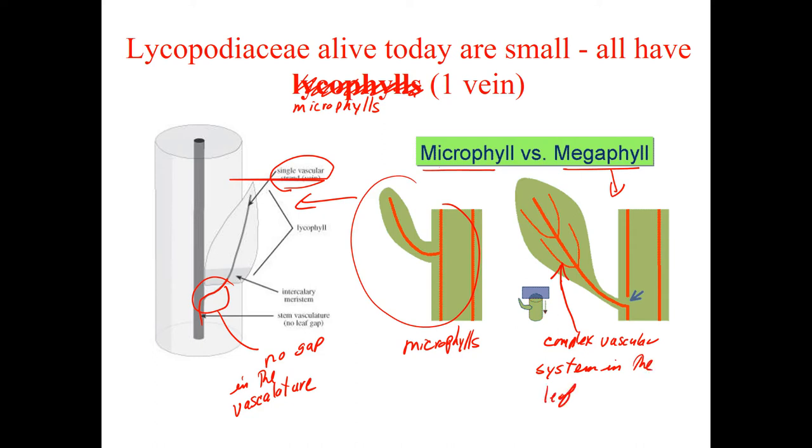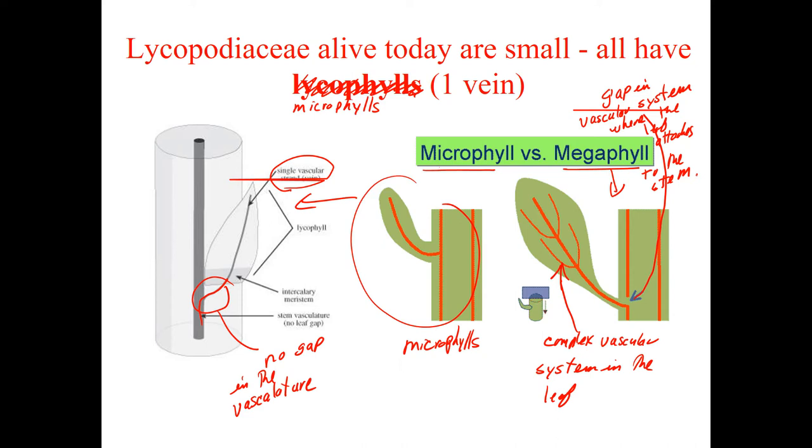Complex vascular system in the leaf, and here there is a gap. A gap in the vascular system where the leaf attaches to the stem. So that's the difference between microphylls and megaphylls.